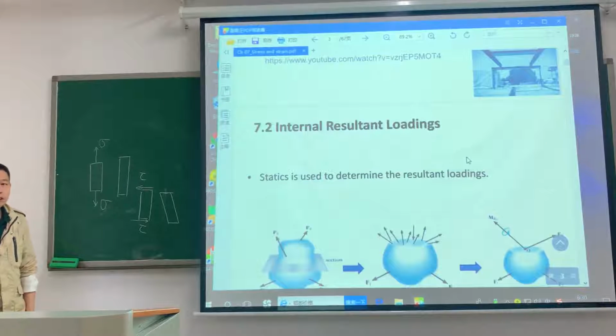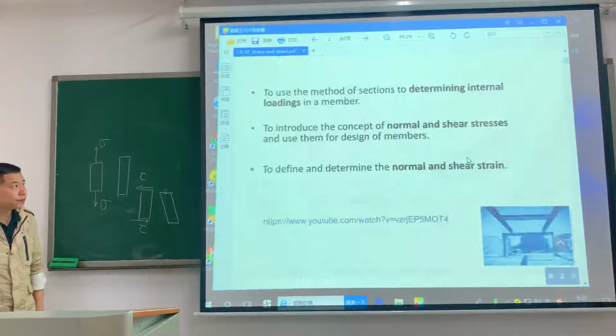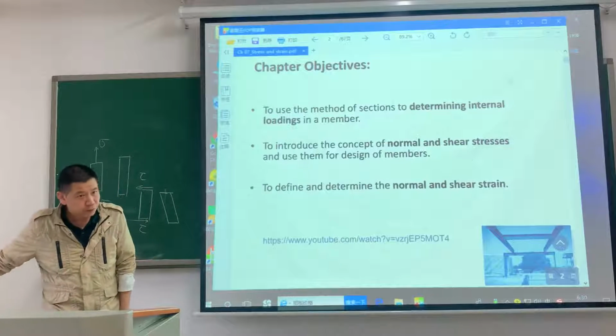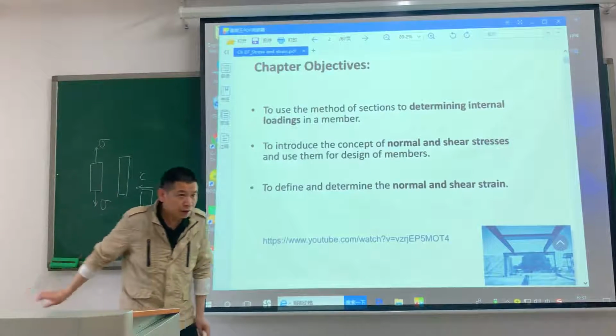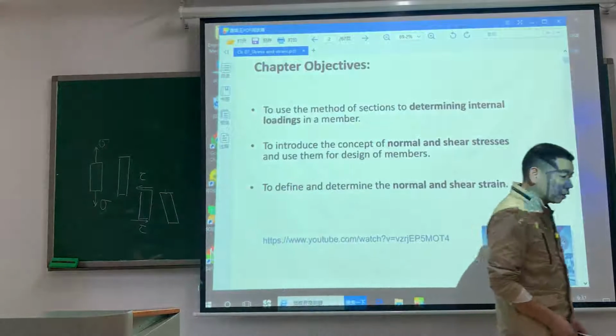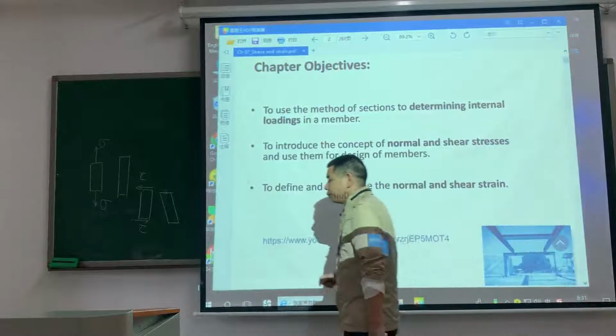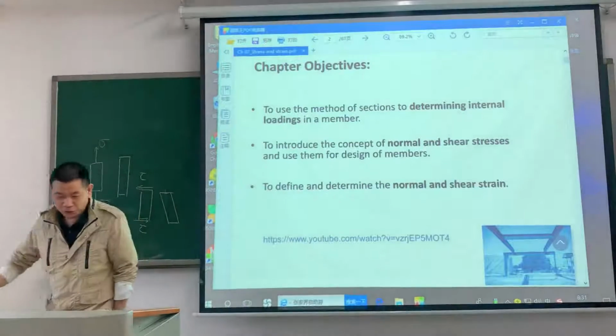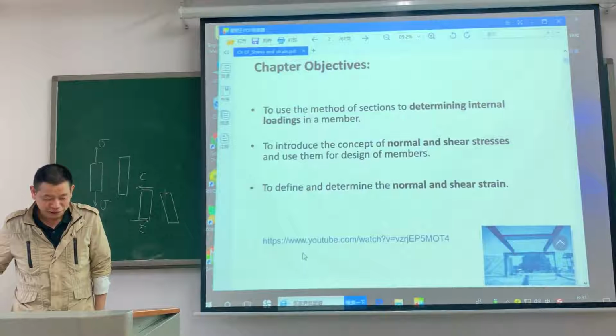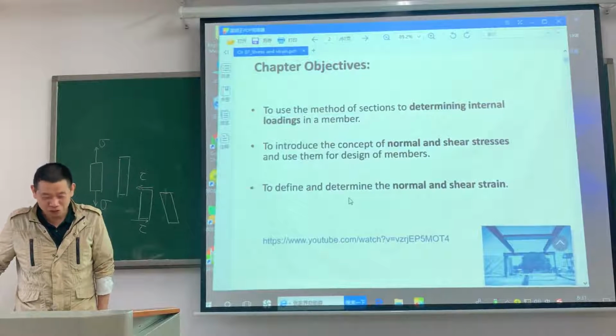There are normal and shear stress, and there are also normal and shear strain. It's difficult. Mechanics is difficult.